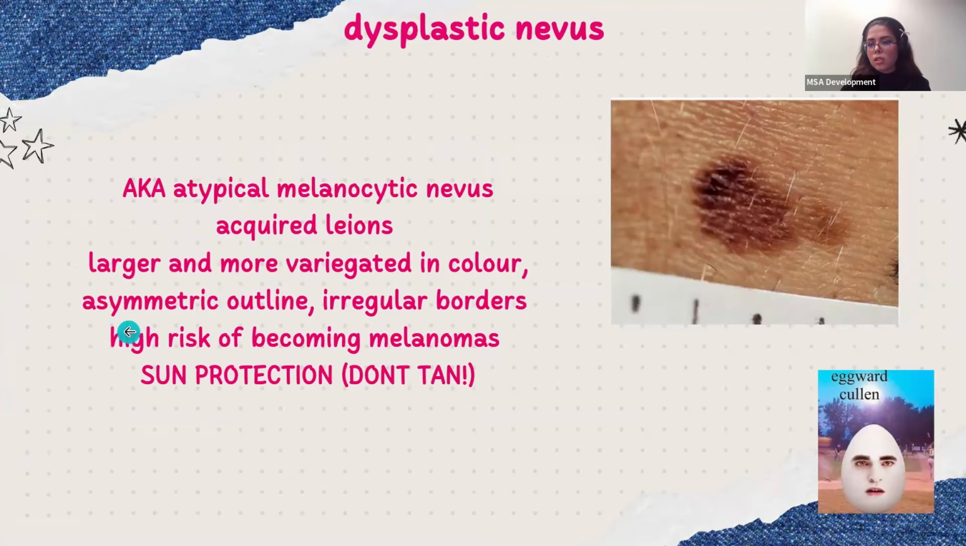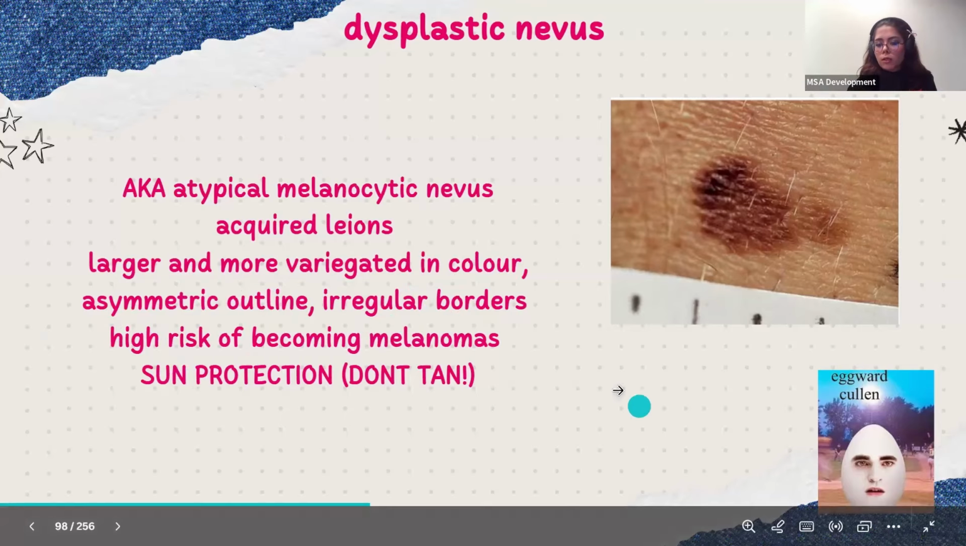It's an acquired lesion, as in acquired. What they mean by acquired isn't like something causes it. It's just that it appears later. You're not born with it, and it doesn't appear in childhood. Okay. It's larger and more variegated in color, asymmetric outline, irregular borders. It's a high risk of becoming a melanoma. It isn't a melanoma yet, but it might become.